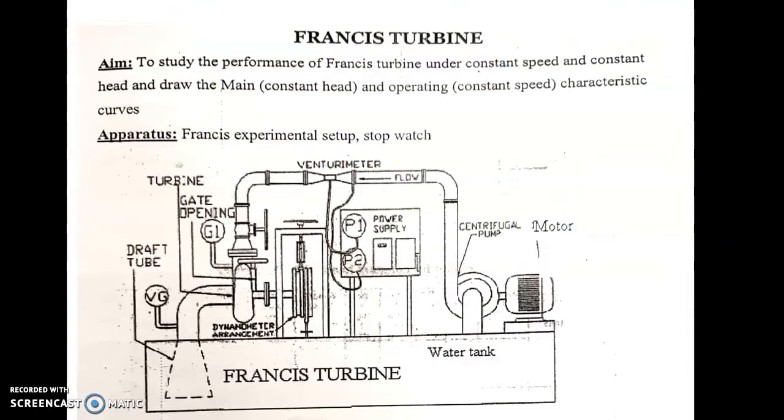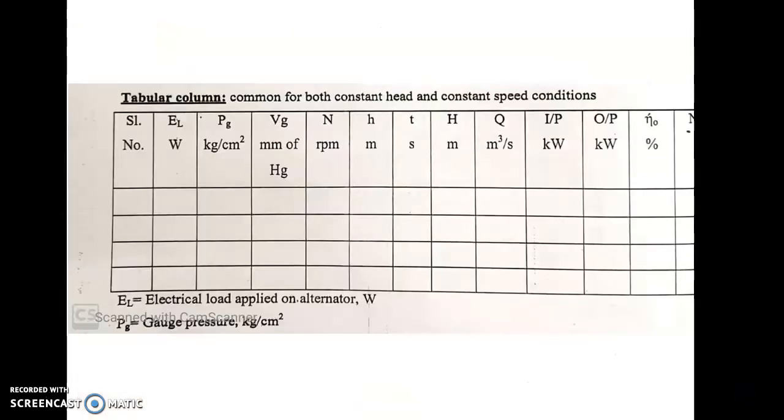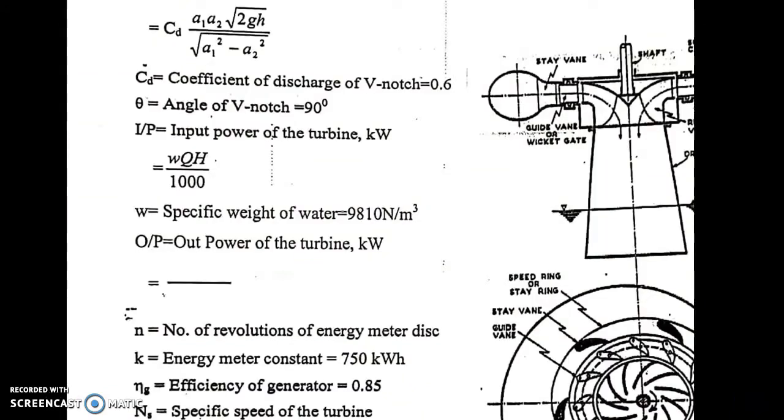Okay, so this is the experimental setup in our laboratory for the Francis turbine. The aim of the experiment is to study the performance of the Francis turbine under constant speed and constant head, and draw the different operating characteristic curves. So this is the tabular column, and these are the formulas which we will be using for the calculation.